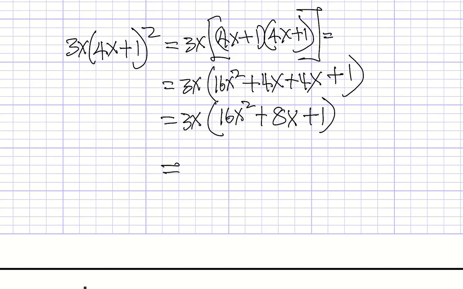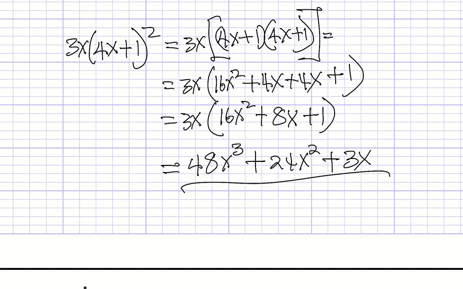What do you get? You gotta take everything inside that bracket and multiply it with 3x. That's all. So you get 48x cubed, plus 3 times 8 is 24x squared, plus 3x. You see, right? We're done. I don't see anything you can combine. Basically, we're done with that.